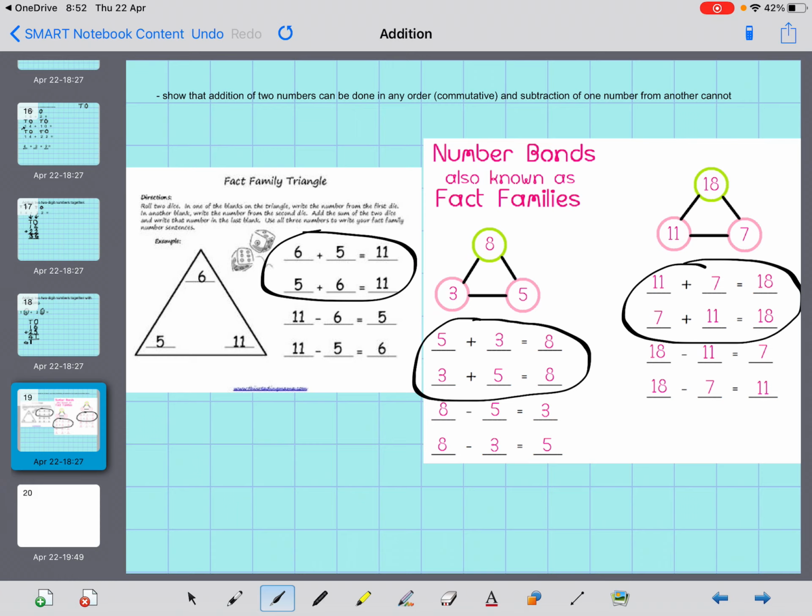And the answer will always stay the same because those two numbers will always create the same answer when added together. Again, these fact families help us with our subtraction again, and I will talk about these in our next video, which is on subtraction.